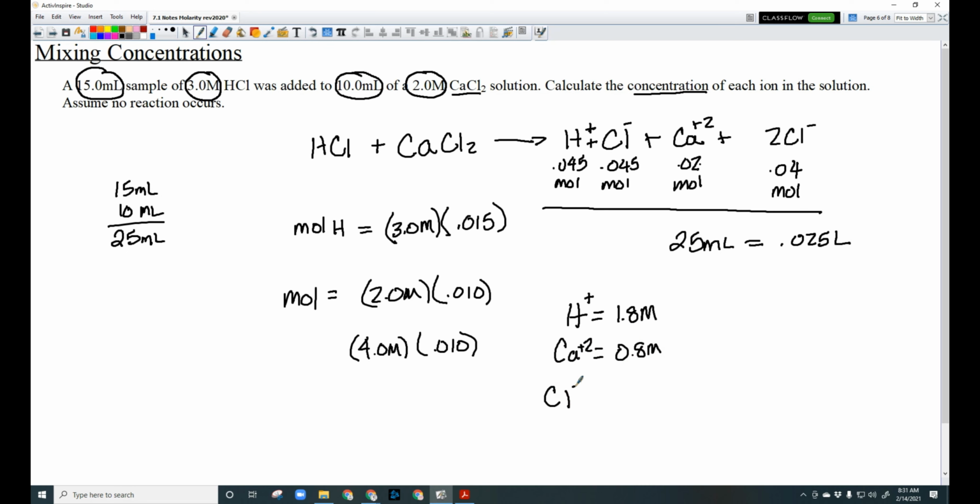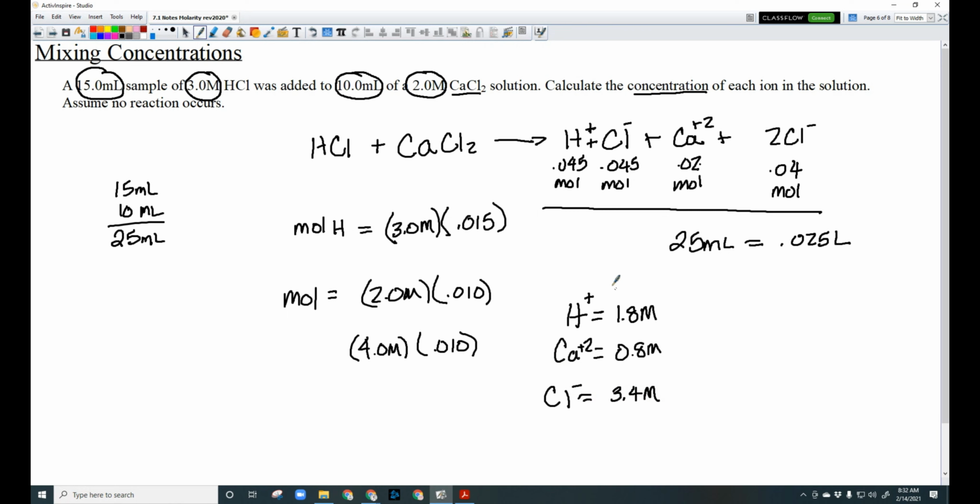And now the chlorine. Well, for the chlorine, we have this many moles plus this many moles. 0.045 plus 0.04, we have 0.085 moles. Now divided by 0.025 liters, that's going to give a 3.4 molar solution of chloride ions.